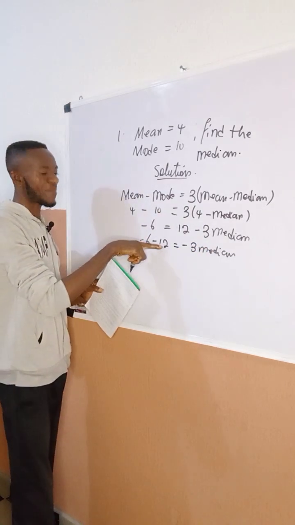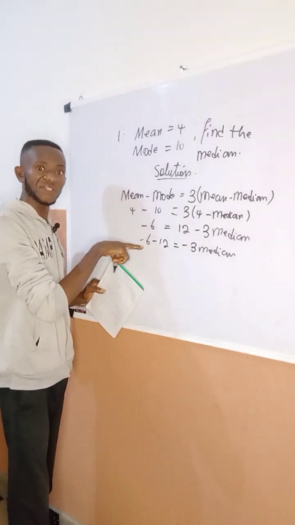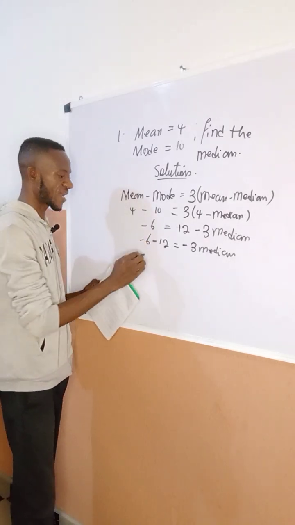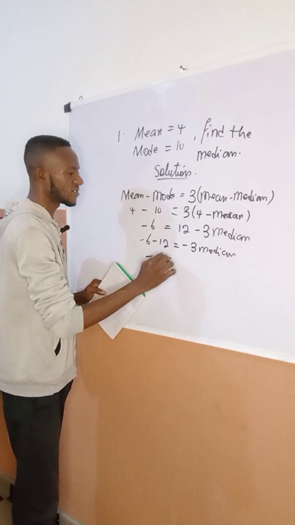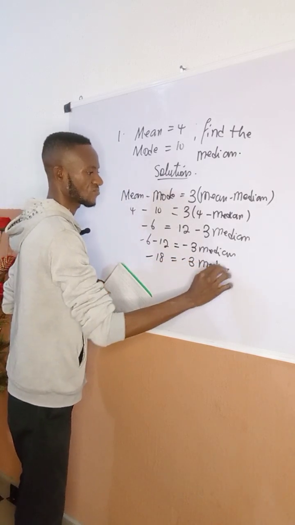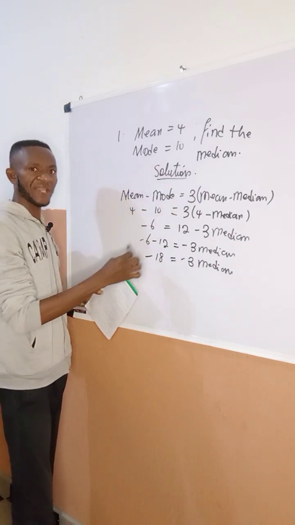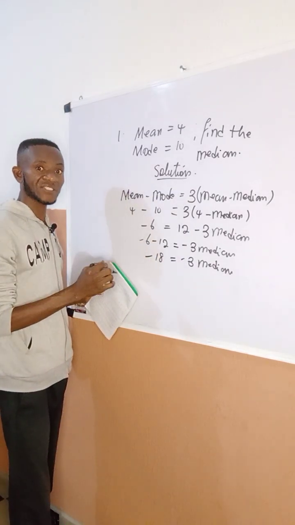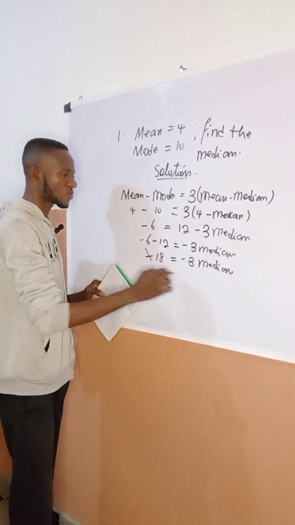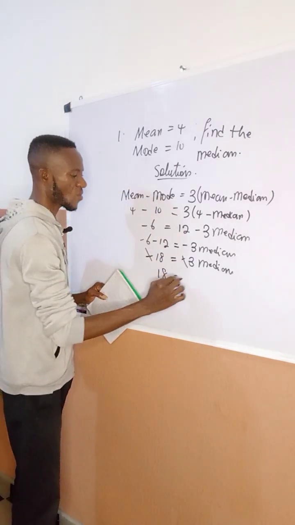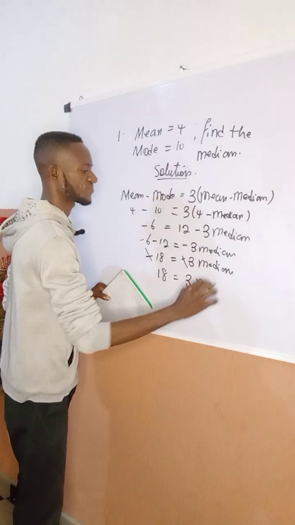Then minus 6 minus 12 means owing 6 and owing 12, which means owing 18 altogether. And I have minus 18 equals minus 3 median. Of course, when we have minus at both sides of the equation, they can easily cancel off. And then this minus will cancel this minus. And I'm left with 18 equals 3 median.